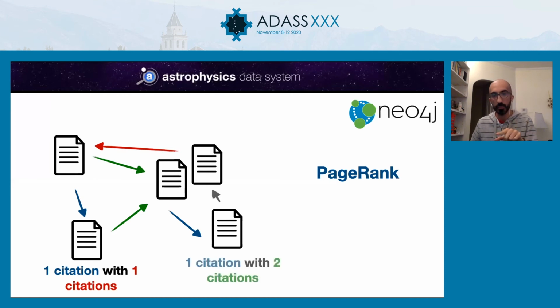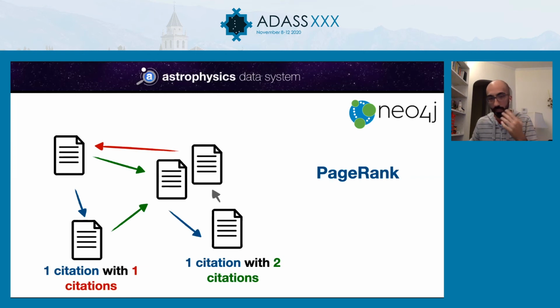But if we compare to the document next to it, we see the same situation: it's a paper with one citation, but the paper that is citing has two citations. So in this scenario, PageRank would provide a higher rank, a higher weight, to this second document. It would consider this more important.